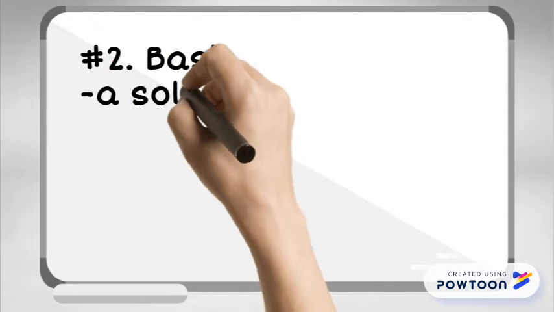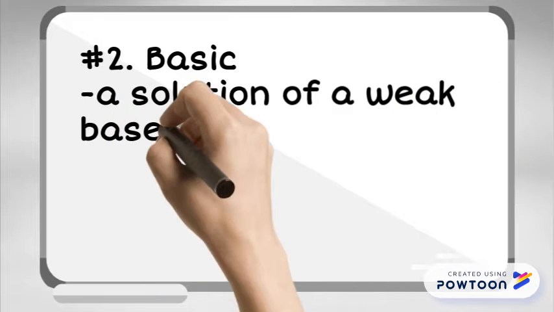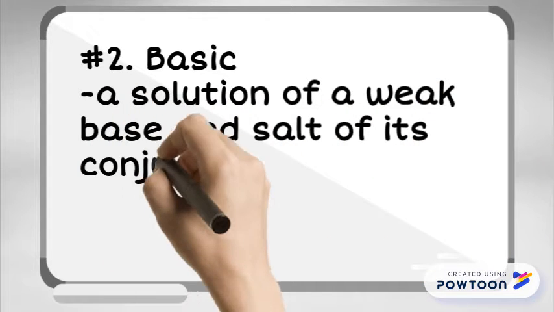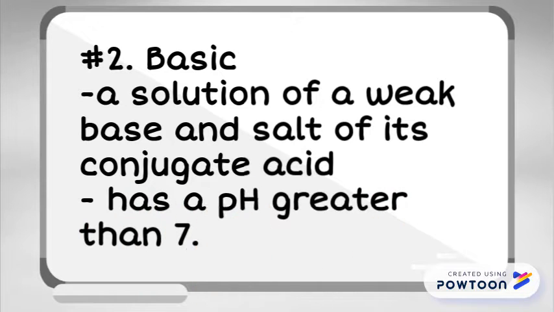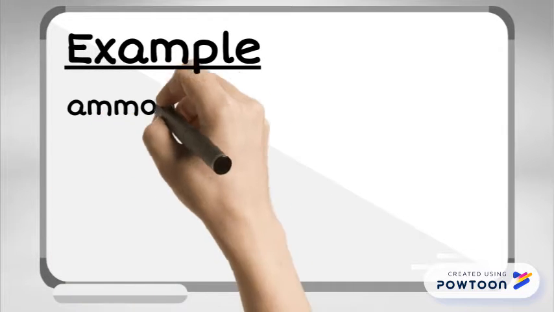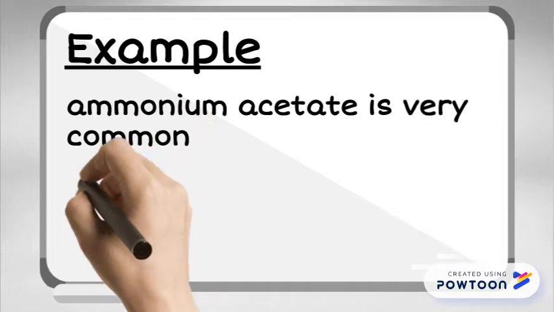The second type is a basic buffer, which is a solution of a weak base and the salt of its conjugate acid that has a pH greater than 7. For example, ammonium acetate is very common.